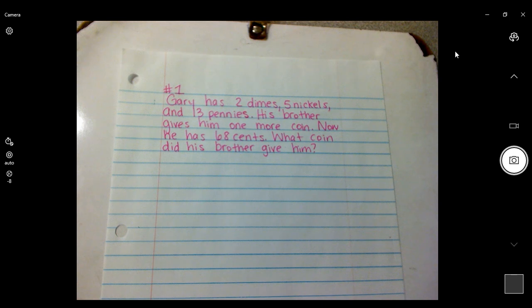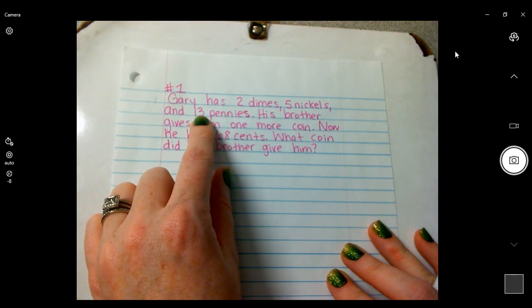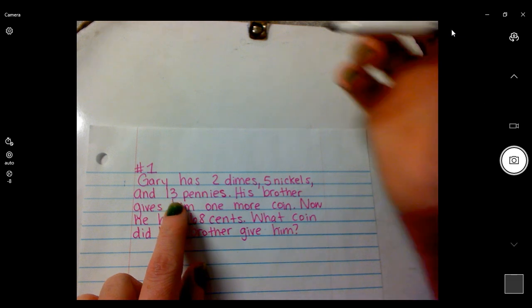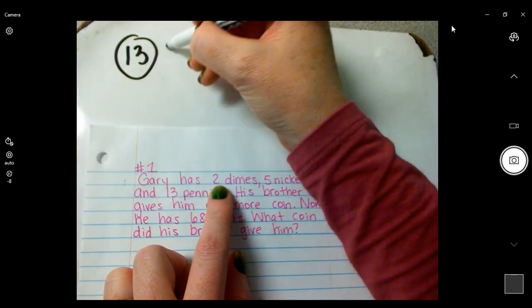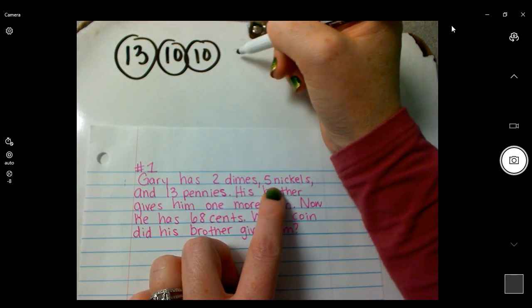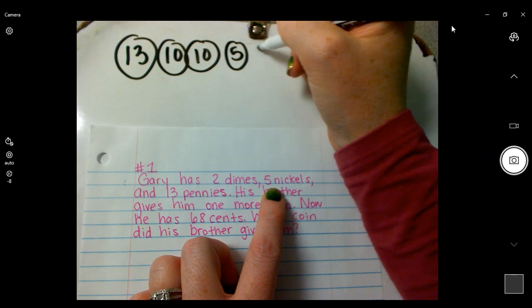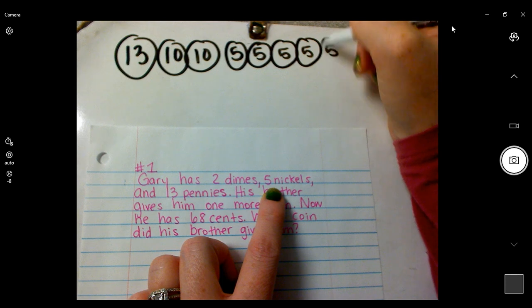Again, I said these are 2 steps. So the first step is to first find out how much is 2 dimes, 5 nickels, and 13 pennies all together. So I'm going to use these pennies. I'm not going to do 13 ones. 2 dimes is 10 and 10. 5 nickels, 1, 2, 3, 4, 5.